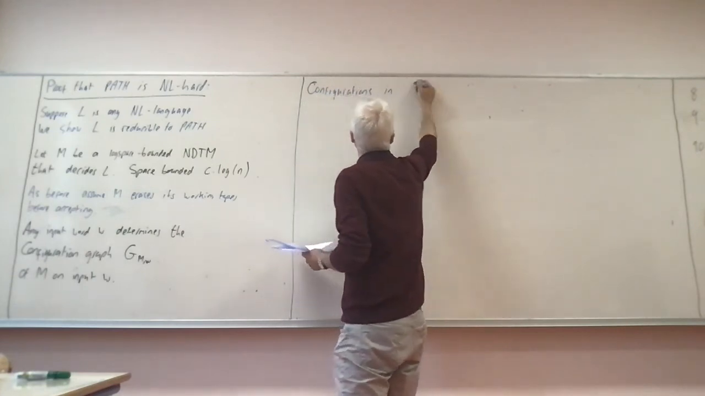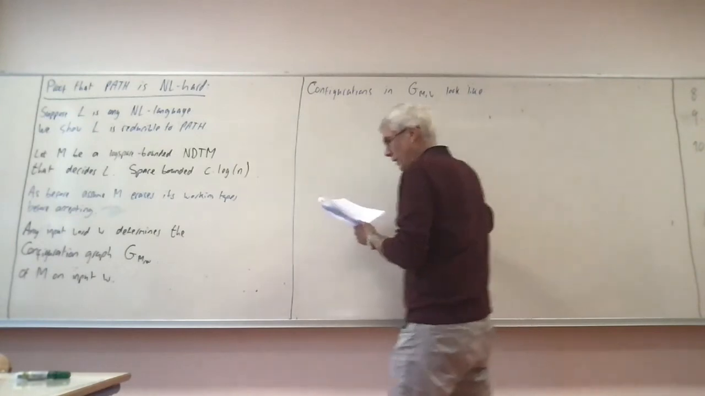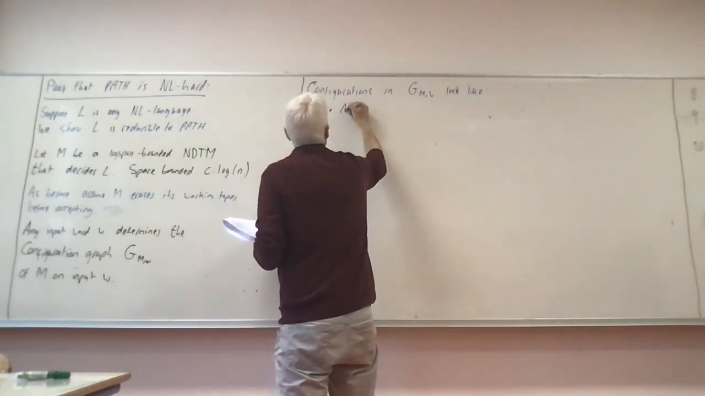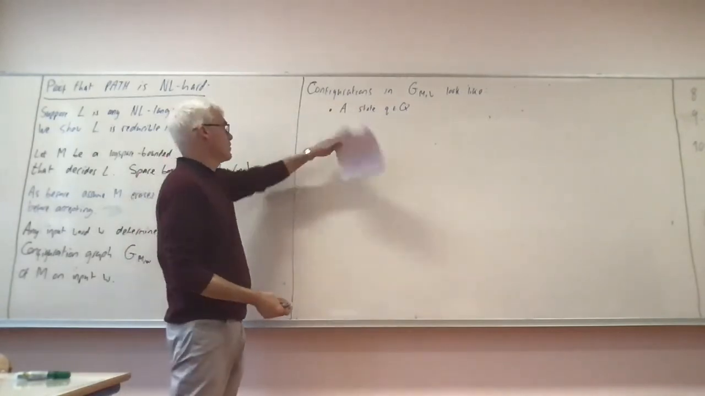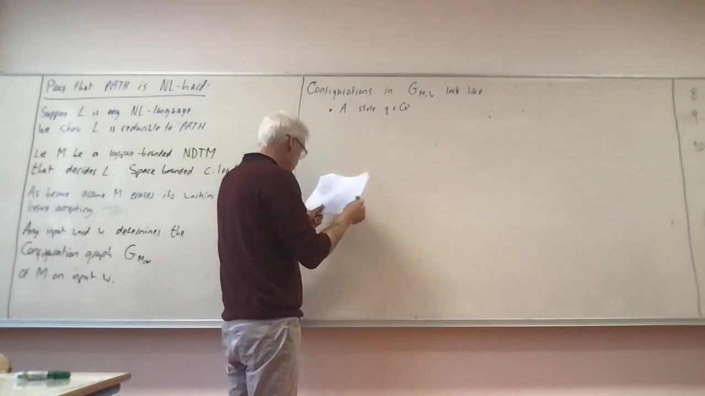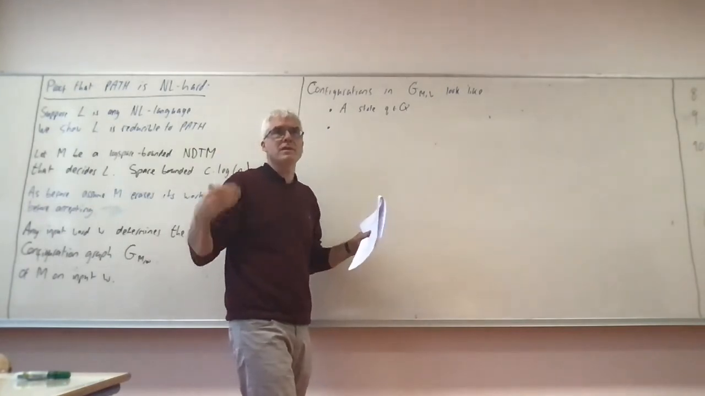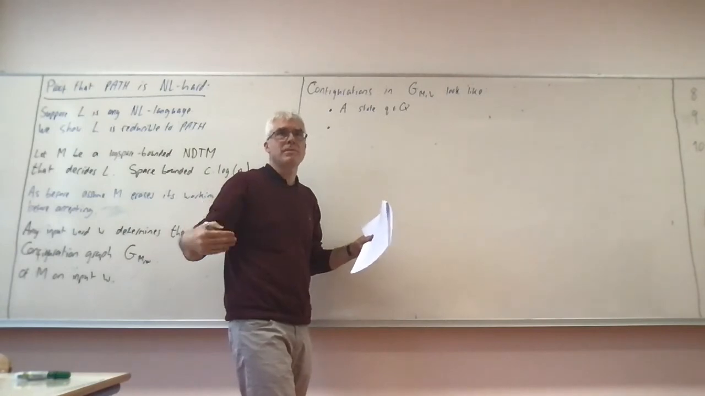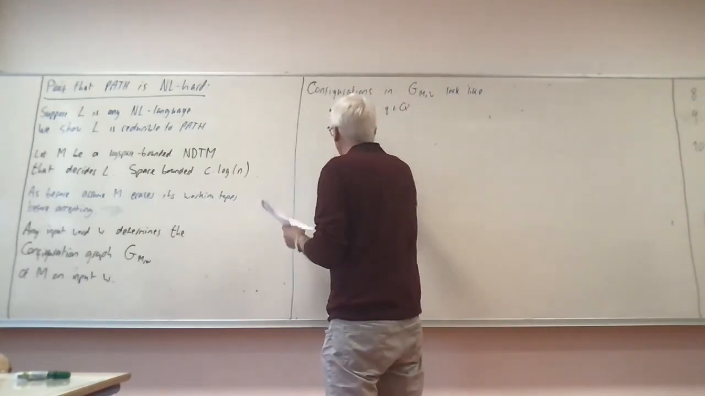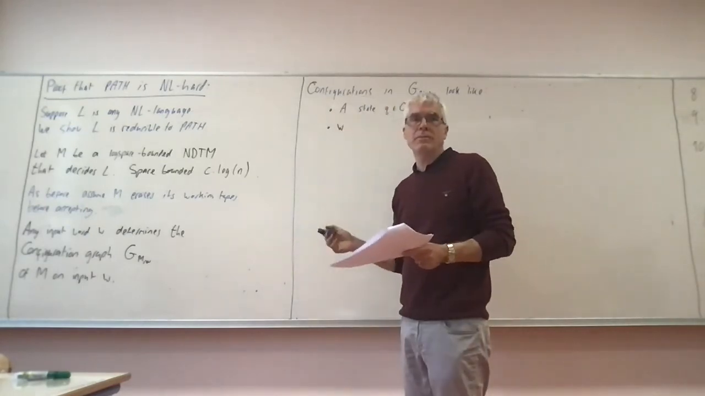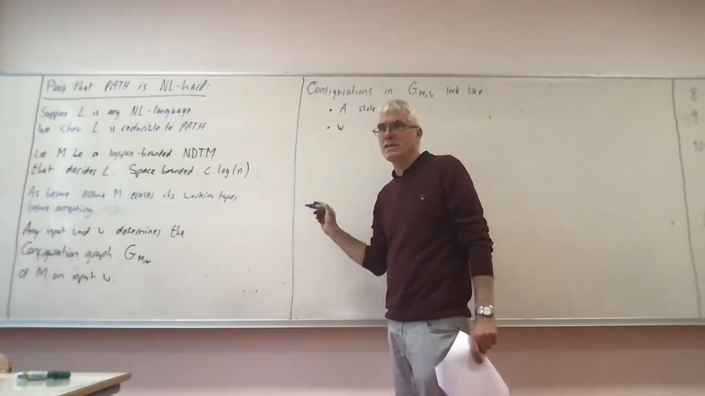The configurations in G_{M,W} look like, well, we have a state. So any configuration of the Turing machine is in some state, little q. It will have its input tape. We're just talking about a Turing machine that accepts and rejects words, so it doesn't have an output tape, but it has working tapes and an input tape. On the input tape we always have the input word W, because the input tape, and here it's important, only has a read head. It doesn't have a write head, so this word never changes.